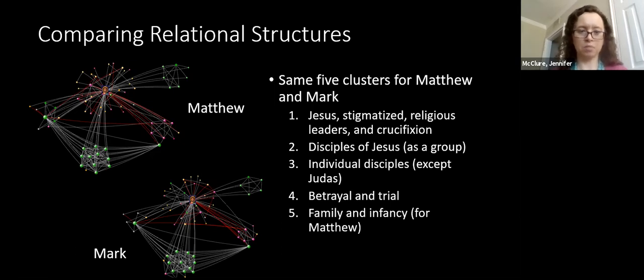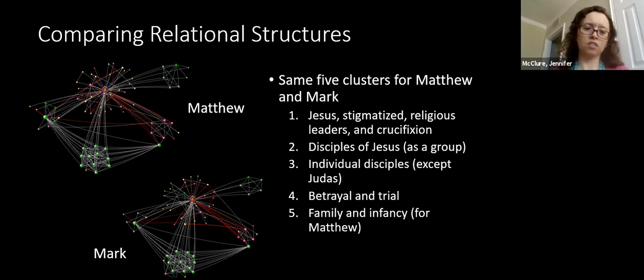In the second subgroup, moving counterclockwise to the left, the big green dot is the disciples of Jesus when they're mentioned as a group and not differentiated into individual disciples, and then other people who interacted with that whole group of disciples. The third subgroup at the bottom is the individual disciples of Jesus, except for Judas Iscariot, and the people who interacted specifically with individual disciples.